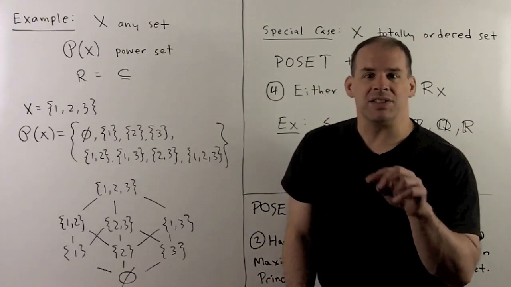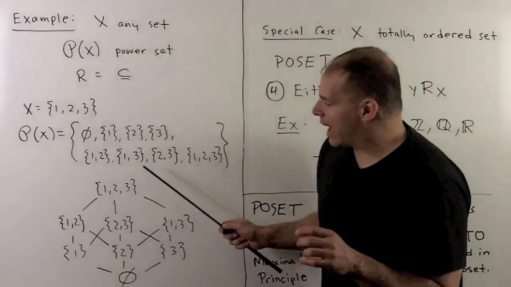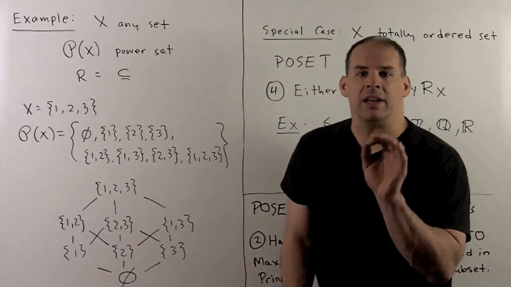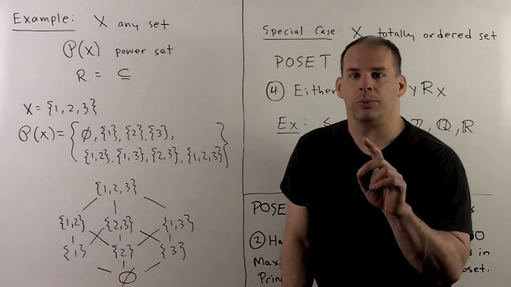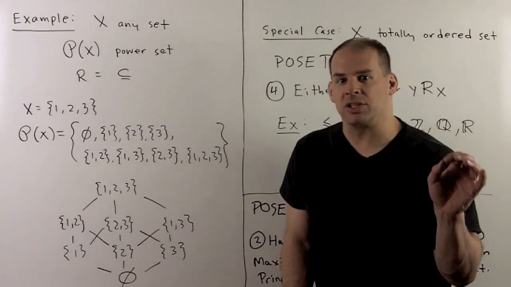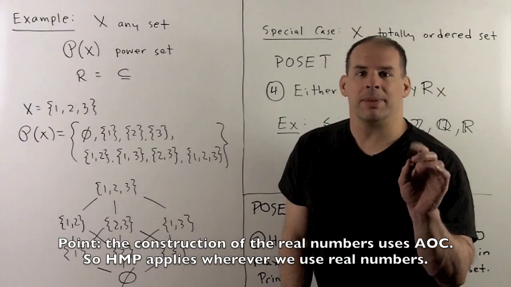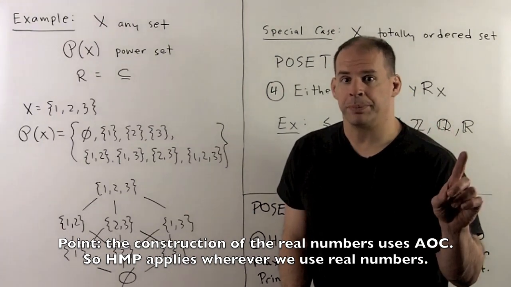That's easy to believe when we have a finite number of elements. When we have an infinite number of elements, this is going to be an equivalent statement to the axiom of choice, and it opens the door on some things that defy intuition.